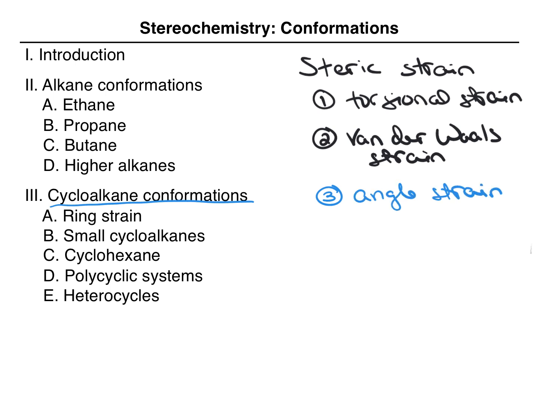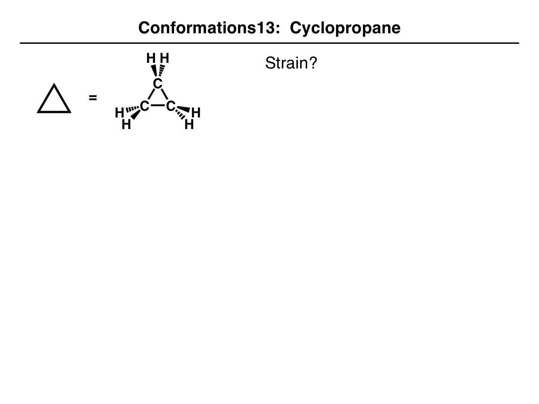So we're going to see some examples within cycloalkanes where an atom is forced to have a bond angle that is not the desired bond angle according to sp3 hybridization, for example. So in this video, we are going to focus on small cycloalkanes, beginning with cyclopropane. The first cycloalkane we will look at is cyclopropane, a three-membered ring.